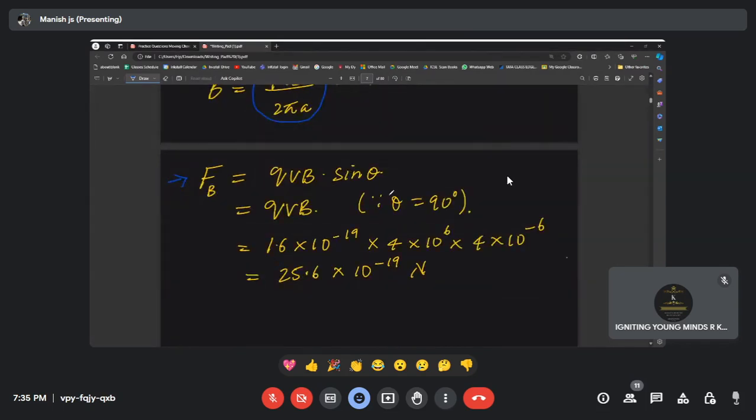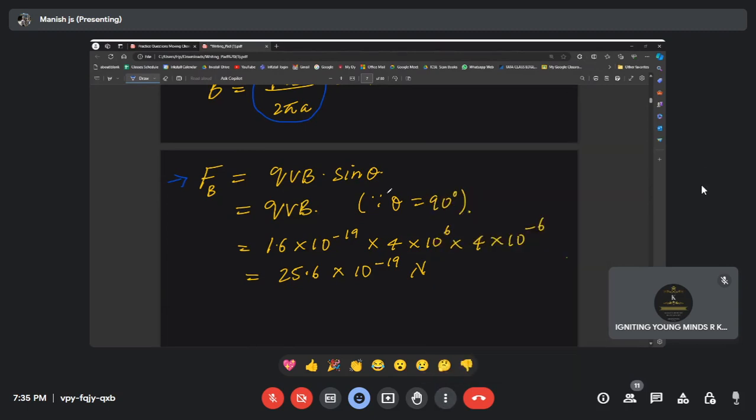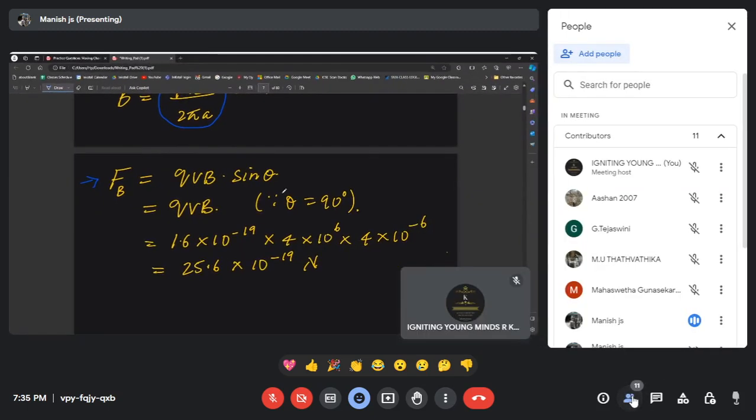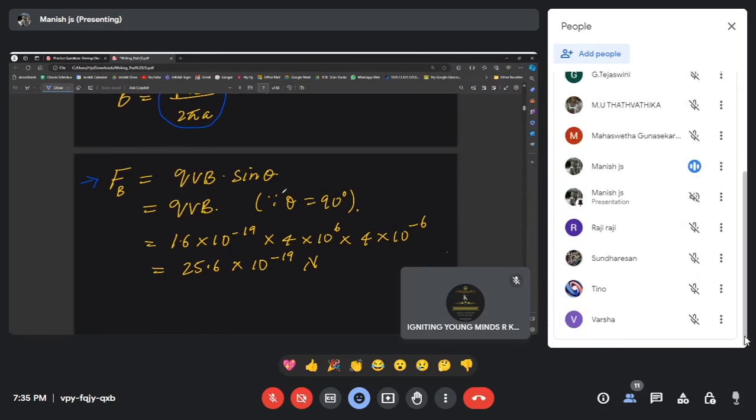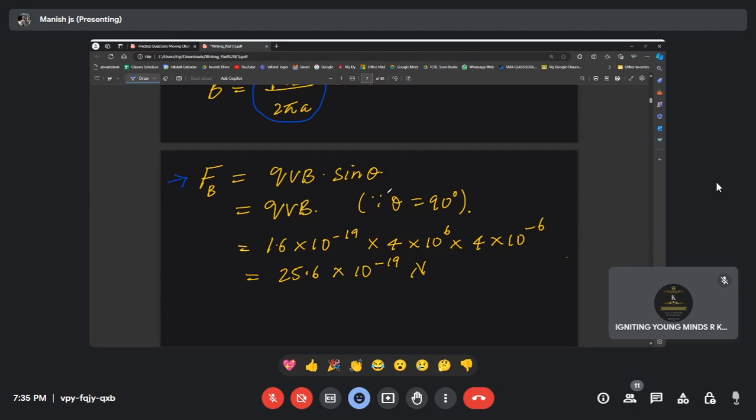F is equal to q v B sine theta. Why are we using this formula? Because whenever a particle moves in the presence of a magnetic field, the charge of the particle is given by q, the velocity with which it is moving is v, and the magnetic field it experiences is B. So you use qvB sine theta. This is the formula for all particles in motion in a magnetic field. You have to keep this in mind. This is the force experienced due to a magnetic field.